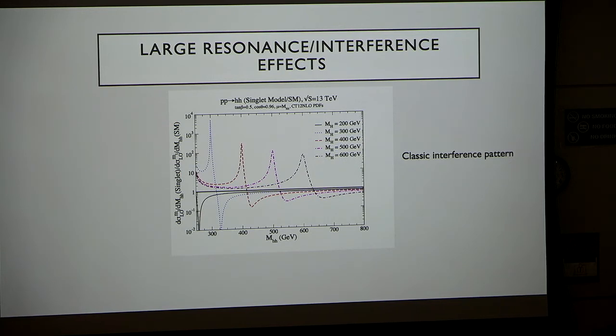Yeah? How should we be interpreting the y-axis here? Oh, this is just the ratio to the standard model. So here's my singlet model, and it's a ratio to the standard model. So you see, that's actually an interesting point. You see that it's maybe 10 times bigger than the standard model in some regions, and then out here, it asymptotes to the standard model. And this is in terms of the invariant mass of the two standard model Higgses.